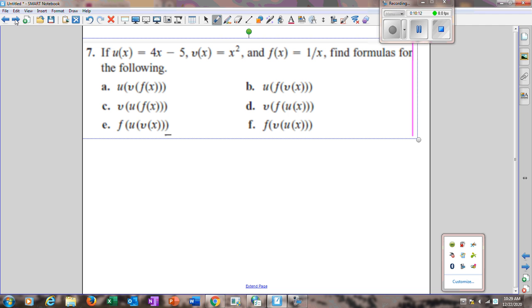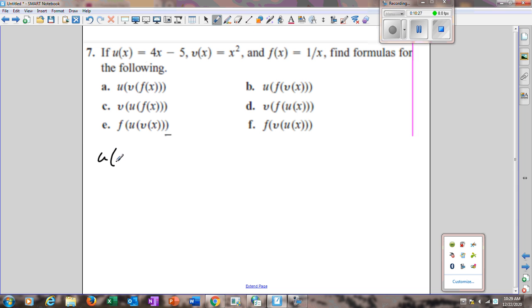Number 7. Oh, who gave us so many problems? U of v of f of x. Oh, these are even more fun. So now I have to plug f of x in to v first. So plugging 1 over x into this gives me 1 over x squared.